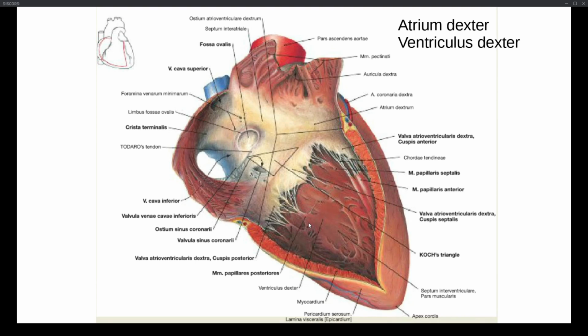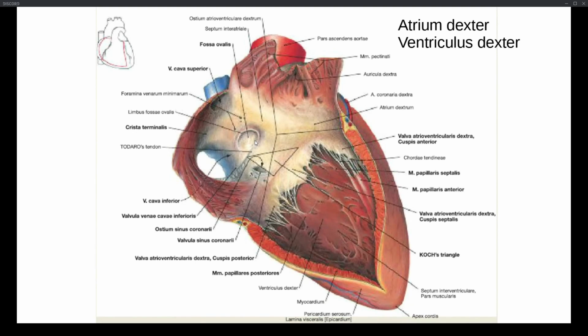Again, I will not dive into the embryology in detail, but we will talk about some of the remnants that we can see over here. So first of all, we have the valvula venae cavae inferioris, which is this thing over here. And secondly, we have the fossa ovalis with the limbus fossae ovalis over here.